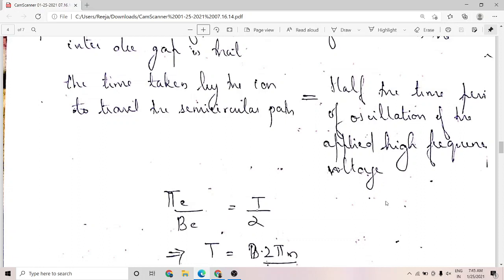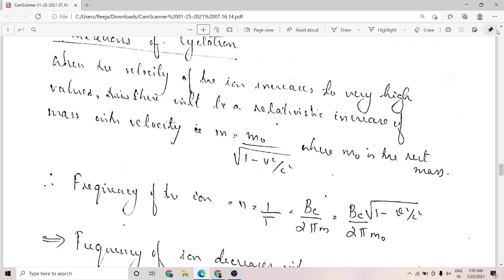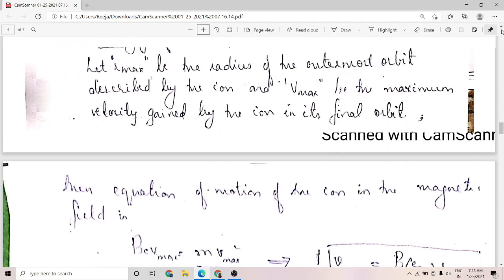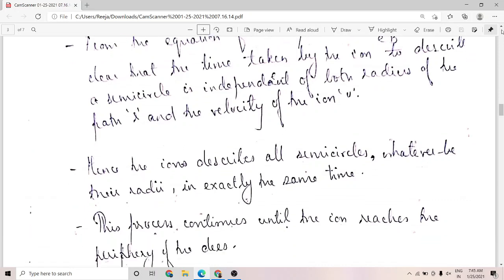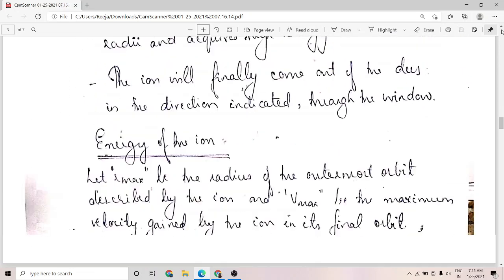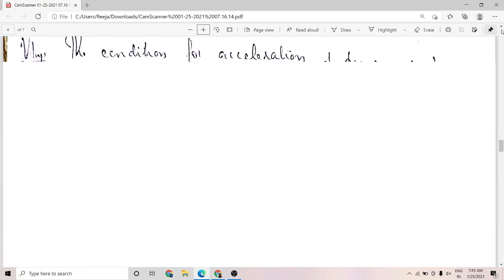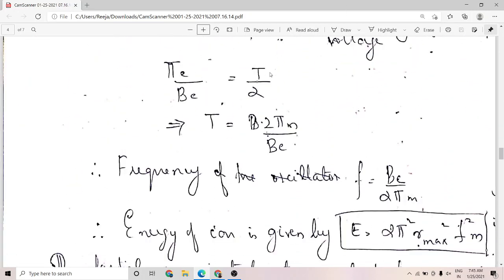It is pi m by EB. I have made a mistake here. It is not pi E by EB. It is pi m by BE is equal to T by 2, where capital T is the time period of our applied oscillator. So you get capital T is equal to 2 pi m by BE, or frequency is equal to BE by 2 pi m.